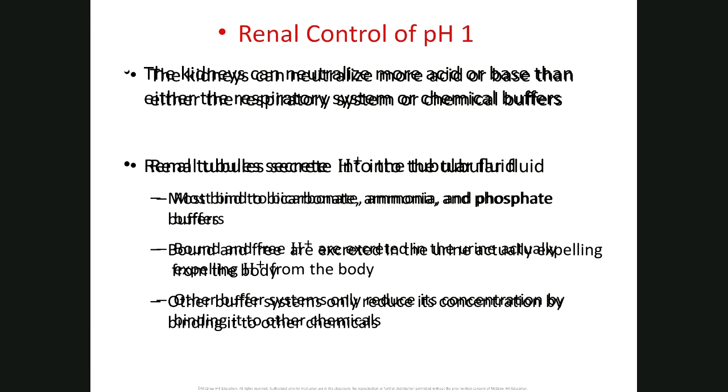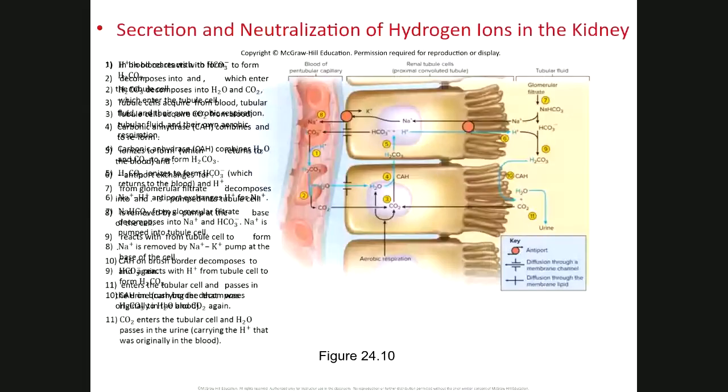Renal tubules secrete items into the tubular fluid. It could be bicarbonate, ammonia, or phosphate, and which are bound and free H ions are also controlled in that way. And because of this, you're able to help balance the bicarbonate levels. This basically shows the secretion and neutralization of H ions in the kidney. And if you need H ions, they will be saved in cases of alkalinity. And if you are in acidity, they actually will be disposed of by the kidney.